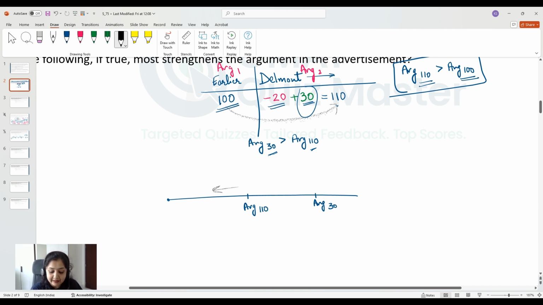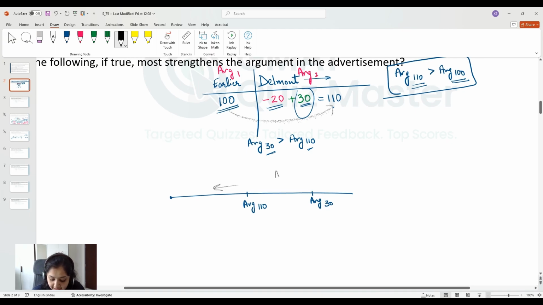Now we need to see whether the information that is given is sufficient to conclude that, or whether there are some situations in which the average of 100 can actually lie here, right? That is what we need to understand. Now, in order to get there, again, this depends on your comfort level with averages. So you may have to spend a little more time if you are not very comfortable.